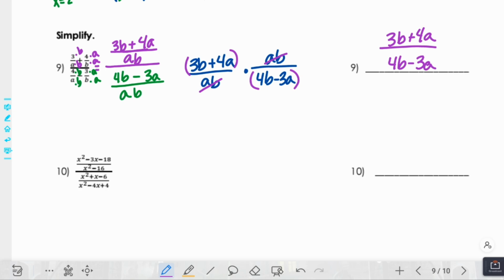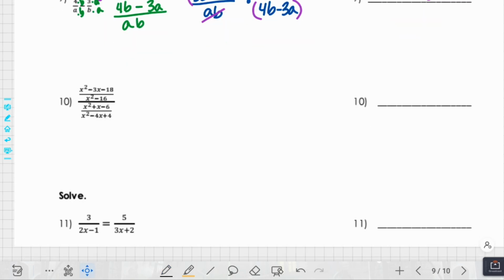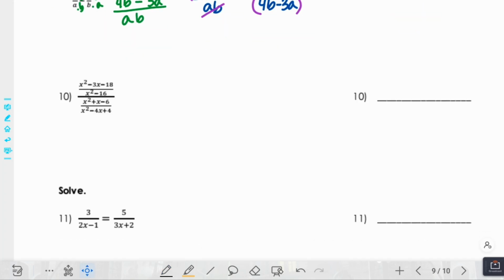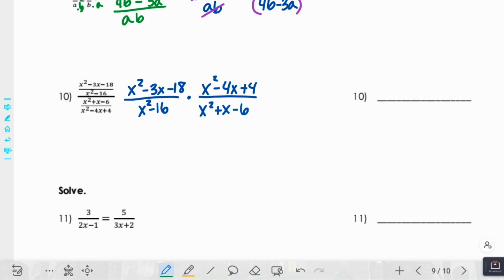On number 10, we're going to do keep, change, flip on this one as well. These are already written as two whole fractions. So I'm going to write this as x squared minus 3x. So we have x squared minus 4x plus 4. So my x squared minus 3x minus 4 times x minus 4.